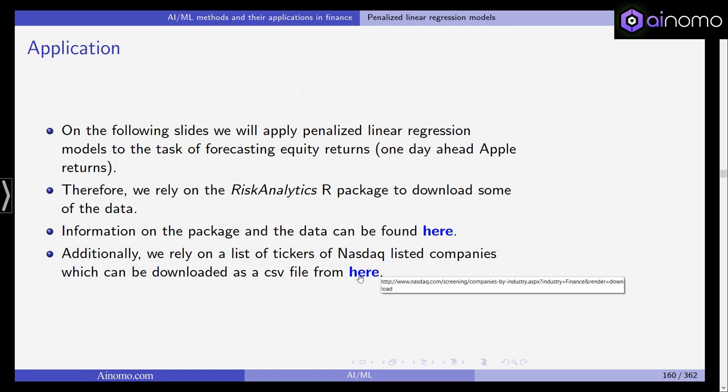And what we will try to do is we will use numerous features, numerous explanatory variables or numerous regressors, and we'll try to forecast equity returns. More precisely, we'll try to forecast the returns on the Apple stock one day ahead. So this is a very simple task in finance, forecasting equity returns, and ideally we'll identify those features in our data that can help explain the response variable, which in this case is just the one day ahead Apple stock return. So this is our task.